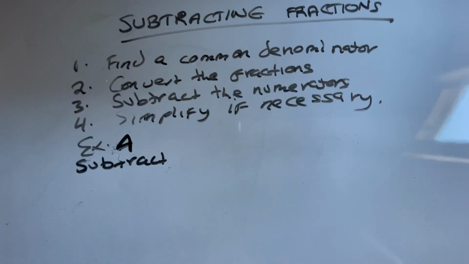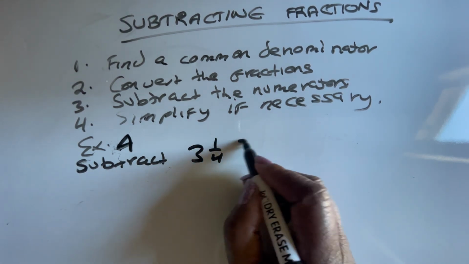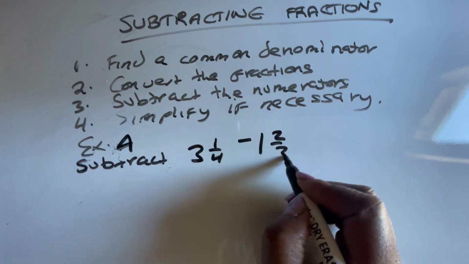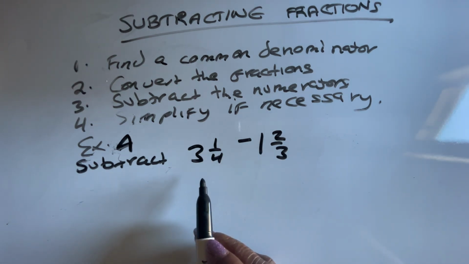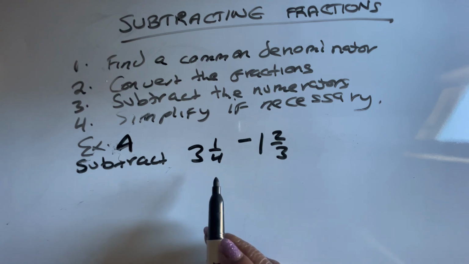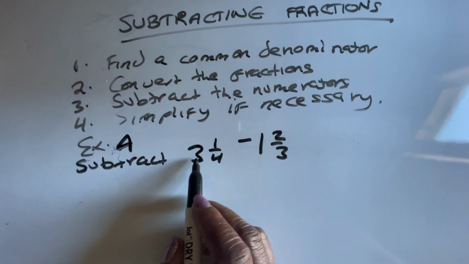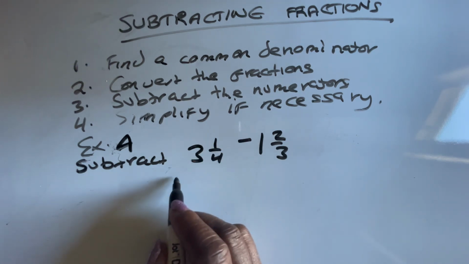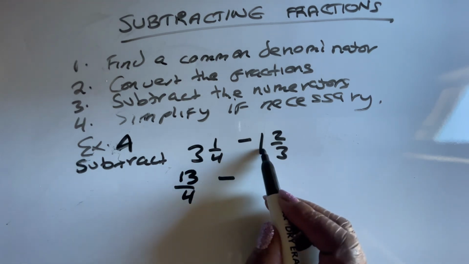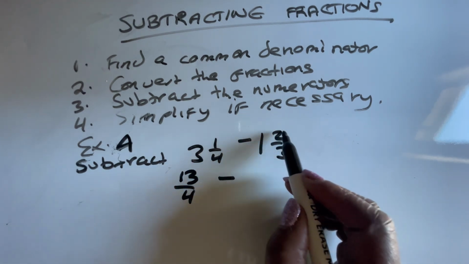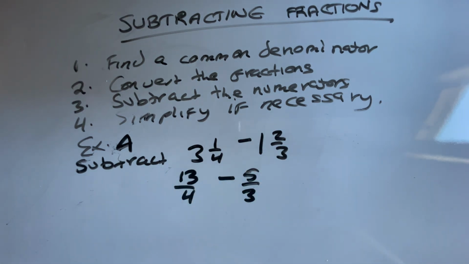Example 4. Subtract 3 1/4 minus 1 2/3. First, we need to convert these mixed numbers to improper fractions. So 3 1/4 will become 4 times 3, 12. 12 plus 1 is 13 over 4. 3 times 1 is 3. 3 plus 2 is 5. 5 over 3 is a new improper fraction.